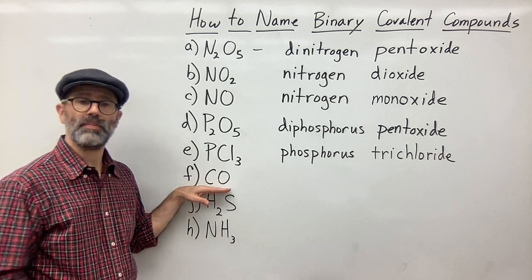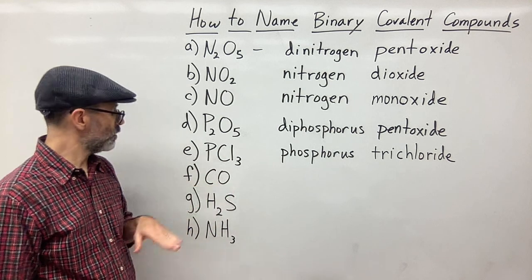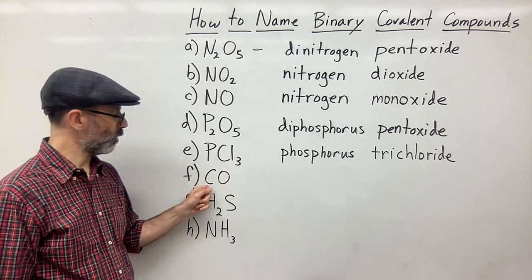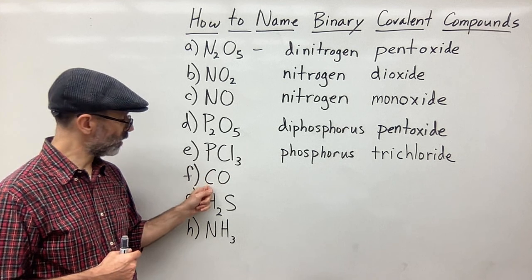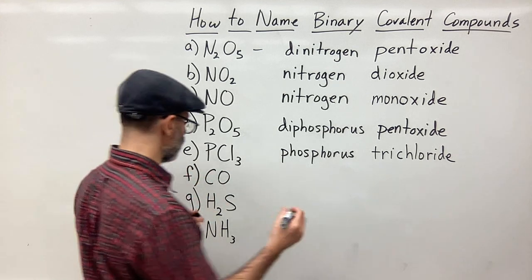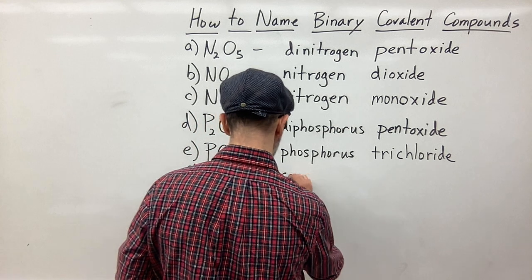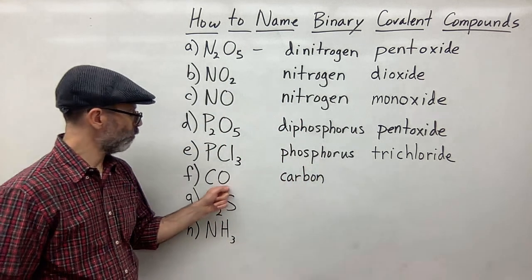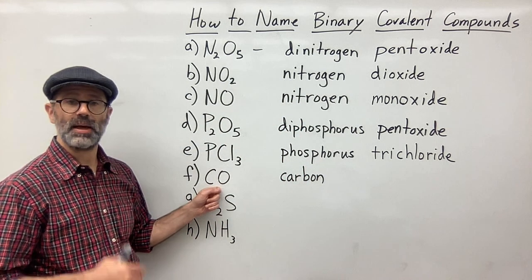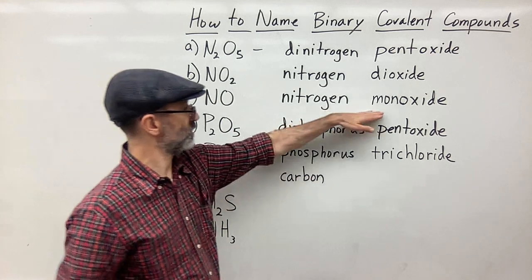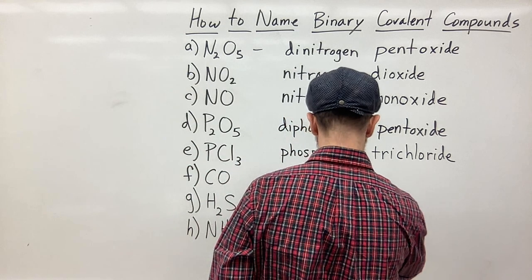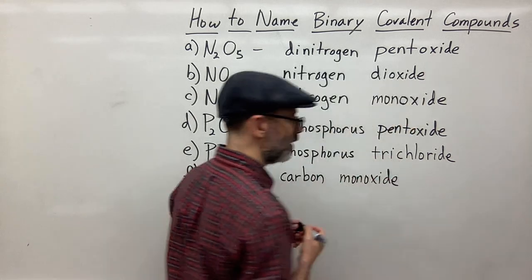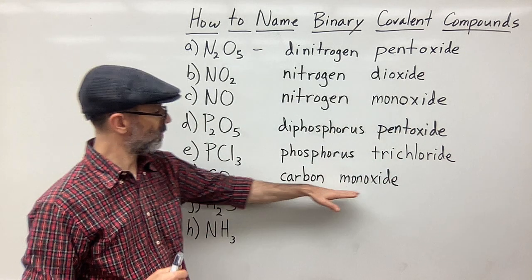Here we have CO, probably very familiar to a lot of you. So here, just like with NO, we have C for carbon. It's only 1 carbon, so no prefix, no mono for that. So just carbon. And then we only have 1 oxygen, so that's going to be monoxide again. So just like here, monoxide. So not monoxide, just monoxide.